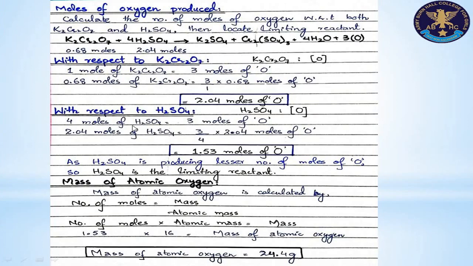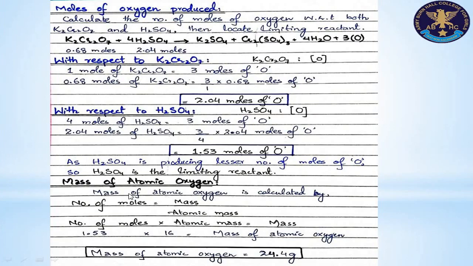Now we have calculated the moles of atomic oxygen with respect to both of the reactants. We have to locate which one of the reactants gives the least number of moles of atomic oxygen. Here, the sulfuric acid gives us the least number of moles of atomic oxygen. So this sulfuric acid will act as the limiting reactant in this example.